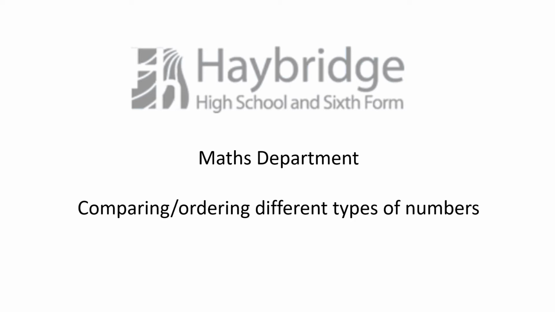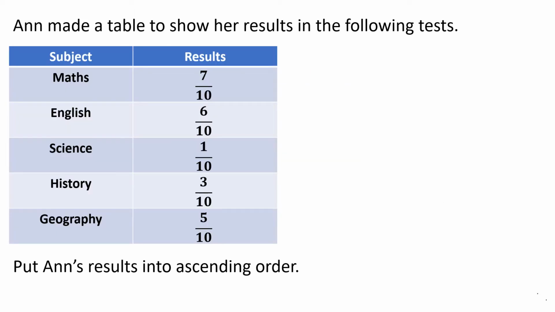In this video I will be comparing and ordering different types of numbers. Our first question starts off with Anne has made a table to show her results in the following tests. The question is asking us to put Anne's results into ascending order. So the first thing we need to know is what is ascending order. Well, ascending order is when we put numbers in order from smallest to largest.